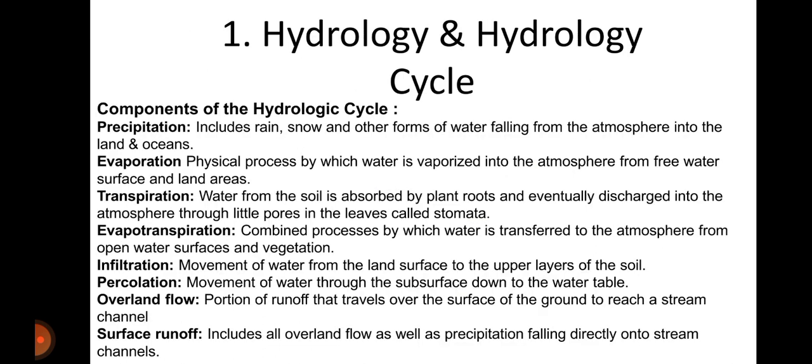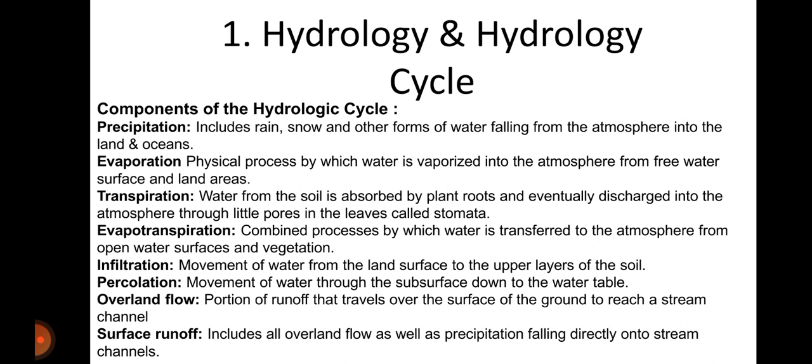So here are some of the components of the hydrologic cycle which need to be understood. One is precipitation. It includes rain, snow, and other forms of water like drizzle, hail, sleet, mist, etc., which fall from the atmosphere onto the land and oceans. The second component is evaporation, which is a physical process by which water is vaporized into the atmosphere from free water surfaces and land areas.